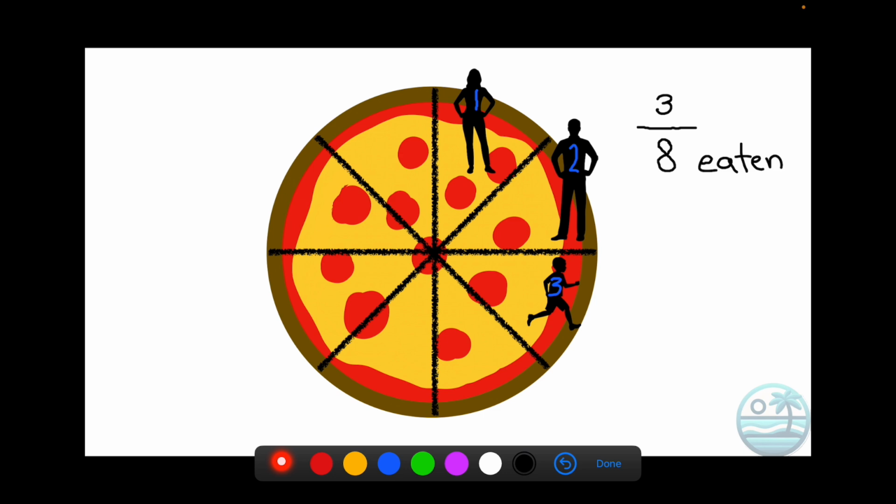I can also ask and answer the question, how many pieces are left over? Well, just like before, my whole pizza still has 8 pieces, so that's what my denominator needs to be. If I count the pieces left over, I see there are 1, 2, 3, 4, 5 pieces left over, or 5/8 of the whole pizza is left.